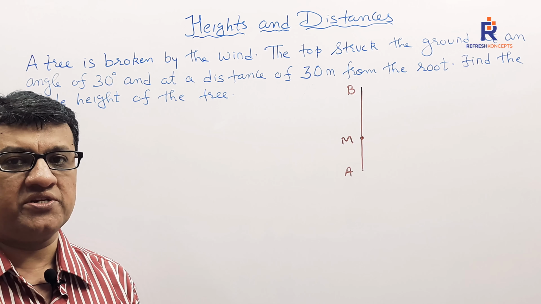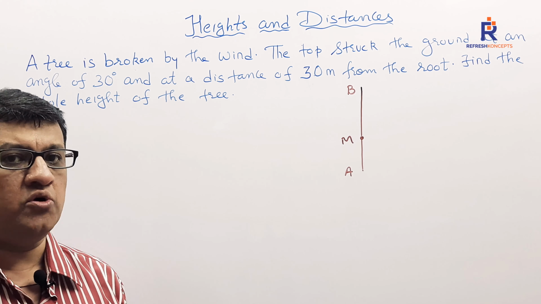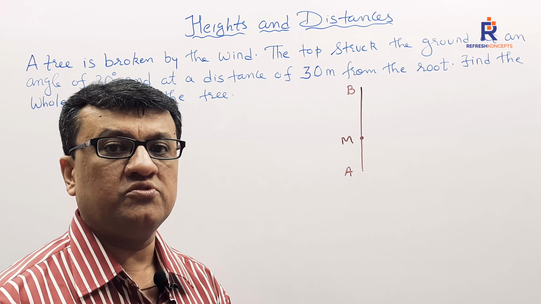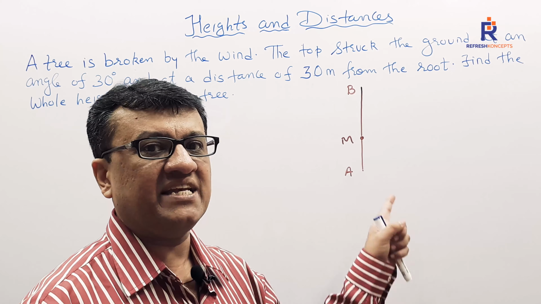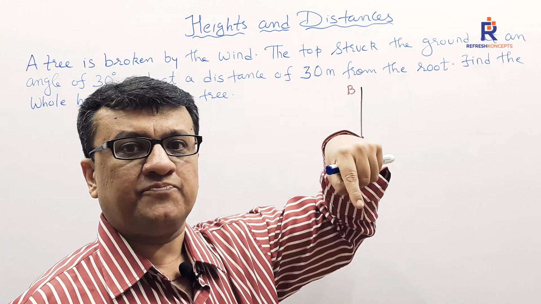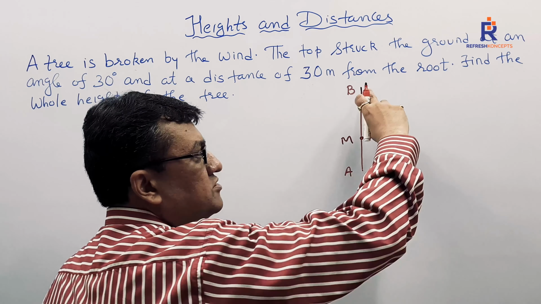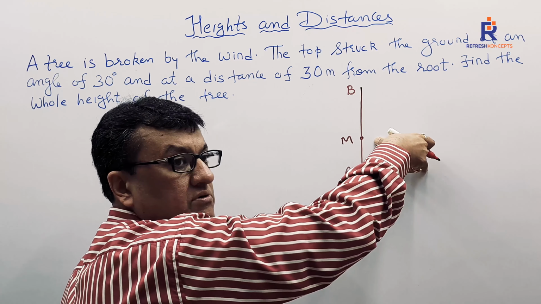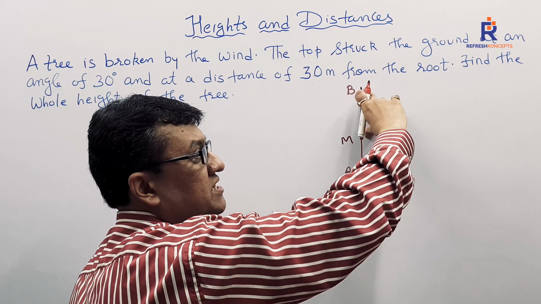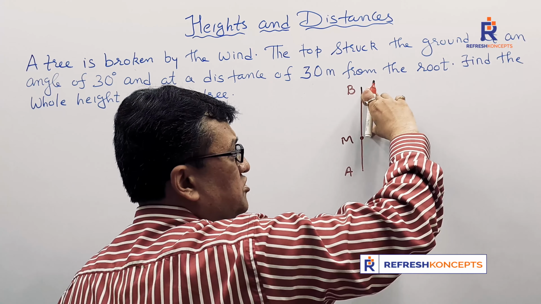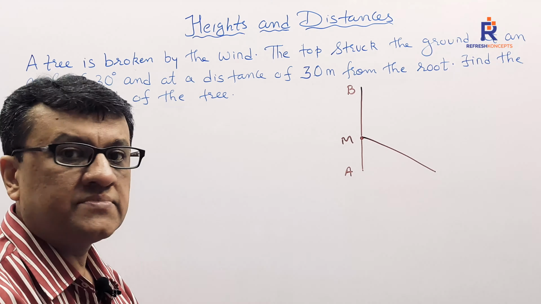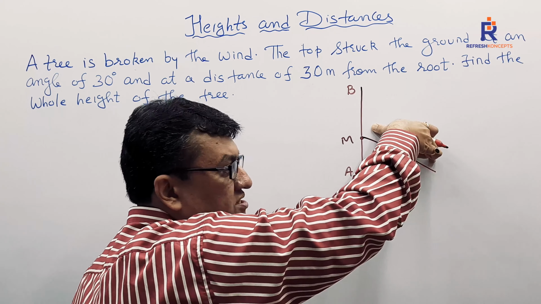M need not be the midpoint, children. So don't be under the impression that M is the midpoint. Nowhere is it mentioned in the question either, so never commit the mistake of taking it as a midpoint. M is any random point from where the top of the tree gets broken. The top, which is MB, strikes the ground. It is the same MB which is now striking the ground.